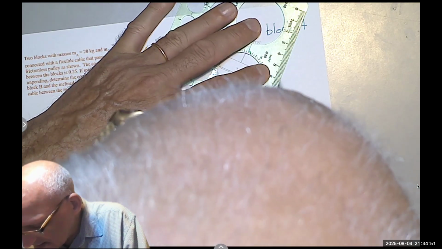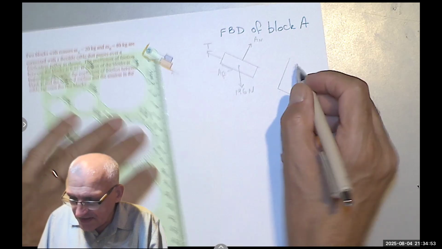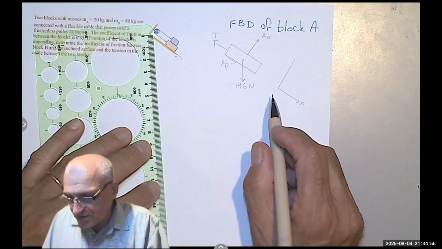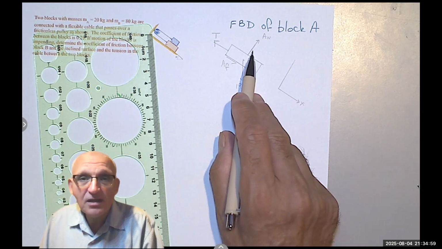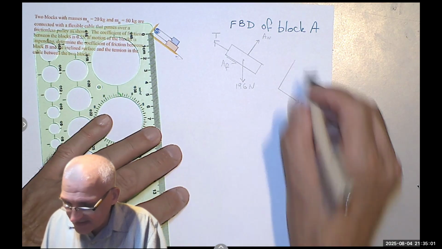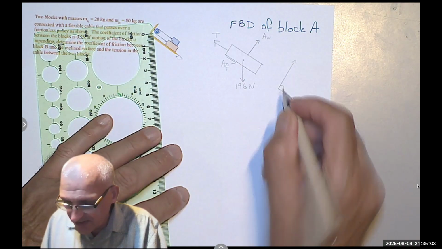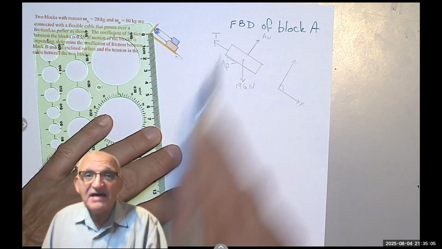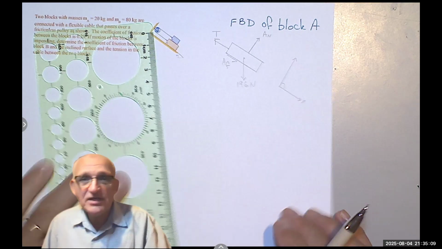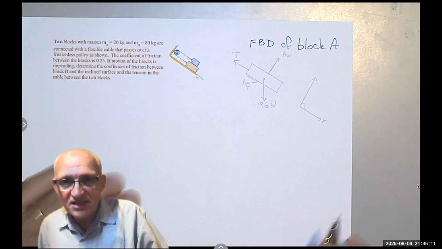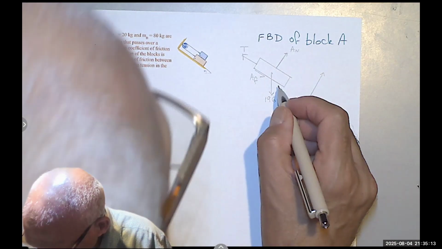Just because you see that if I use the Y, I will only have one unknown. But if I use the X as the horizontal and the Y as the vertical, these three guys have X components and Y components. So my equations will have to be solved simultaneously, which I don't like, okay?